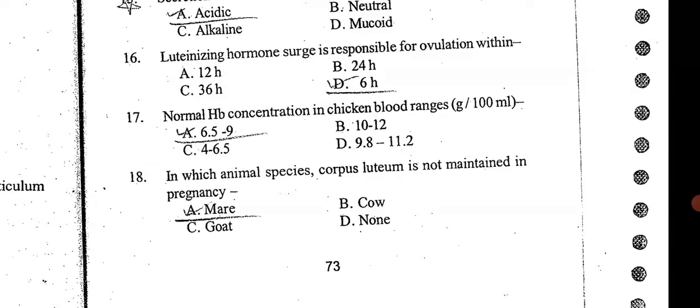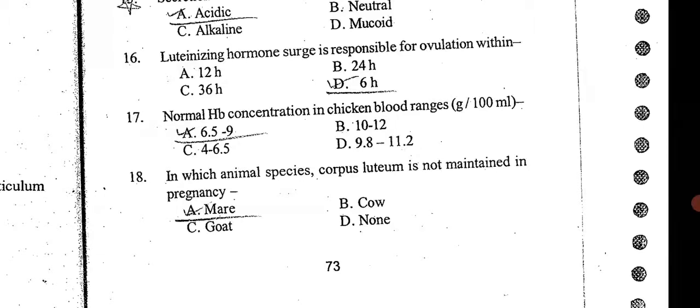In which animal species is the corpus luteum not maintained in pregnancy? In the mare, the corpus luteum is not maintained in the ovary, whereas the source of progesterone is also the placenta. So even if there is no corpus luteum in the ovary, the pregnancy still proceeds without abortion, as there is another source of progesterone too, that is the placenta. Hemoglobin concentration in chicken is 6.5 to 9 grams per 100 ml.